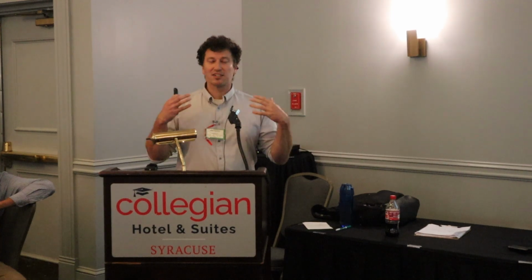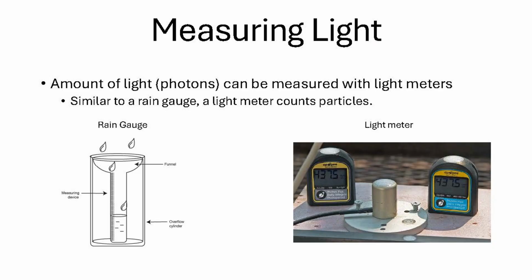You're gathering and collecting particles of water, and then you can quantify that. You have light sensors or light meters that do the same. So the photons, or the particles of light, hit the light sensor, then you can count your photons and get an intensity, so you know right away how much light is in your environment.